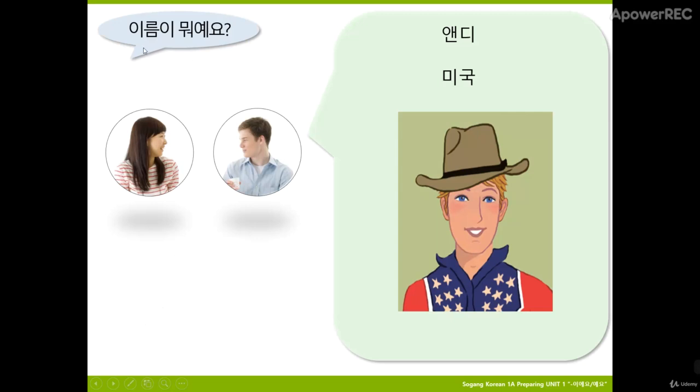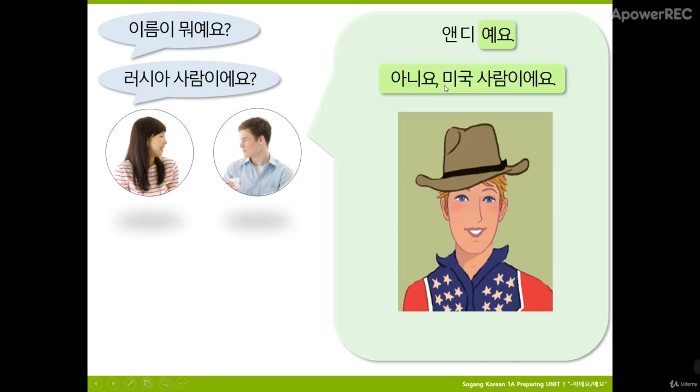More exercise. So 이름이 뭐예요? 이름 is the name. 뭐 is what. So, what is your name? 이름이 뭐예요? So this person, Andy예요. 러시아 사람이에요? Are you from Russia? Russian people. 사람 is people. So it's no. 아니요. 미국 사람이에요. No, I am from America.